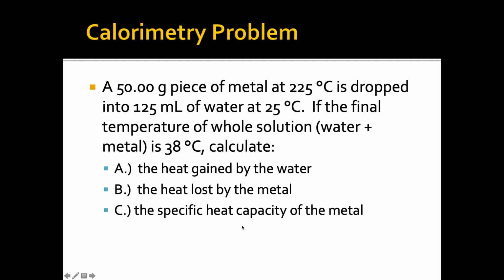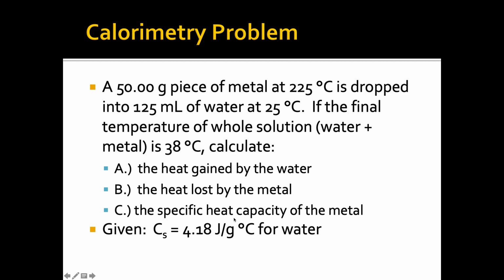To get to this last part, we actually have to do these first two, whether we're asked for them or not. So it makes sense to just do all three of these and walk through that process. But before we do, there are a couple things that we probably want to be aware of. One is that we're going to need a specific heat capacity for water, or in this case, what we're going to use for our solution. And that's that water has a specific heat capacity of 4.18 joules per gram degree Celsius.